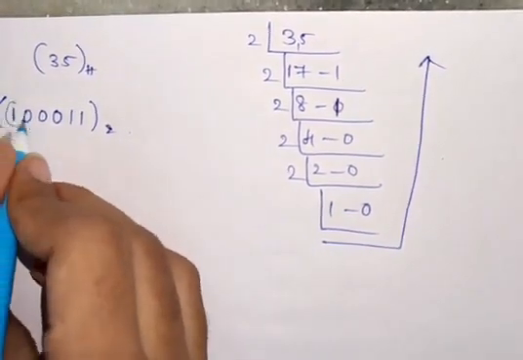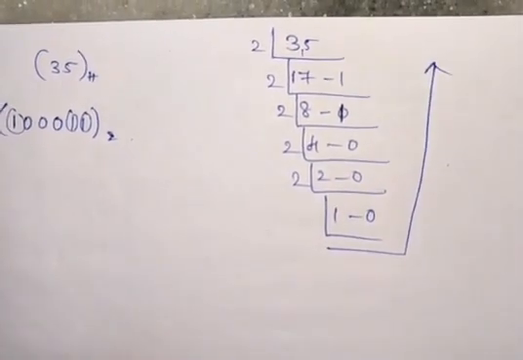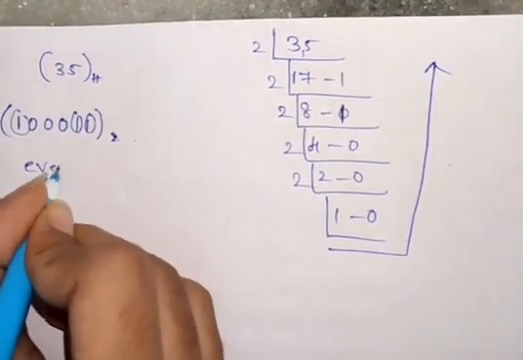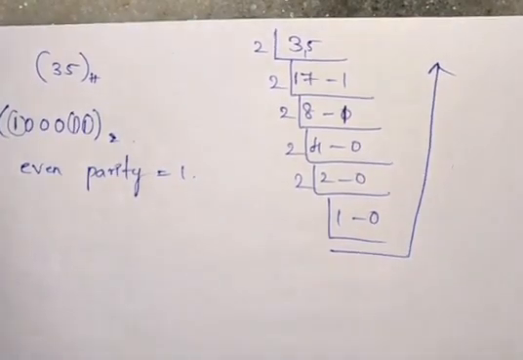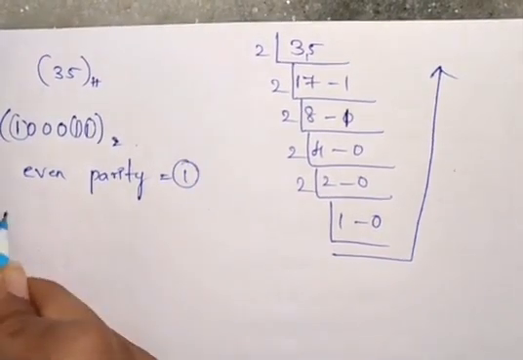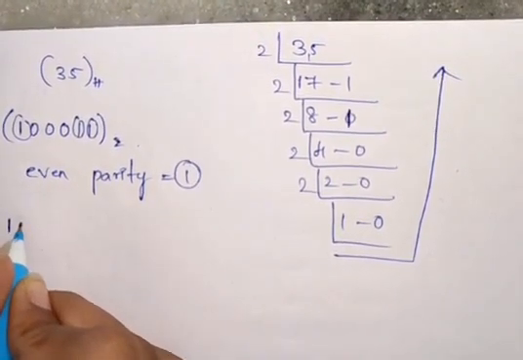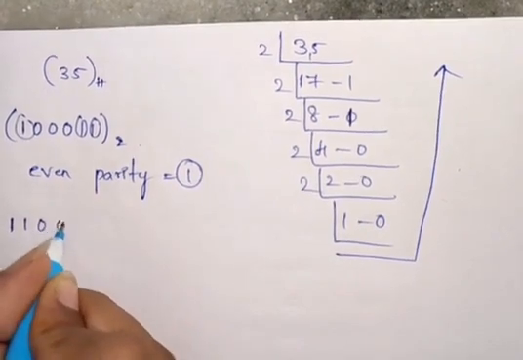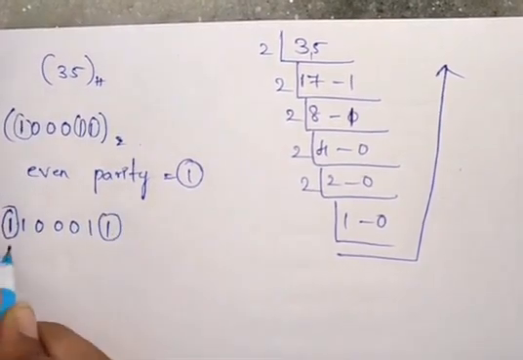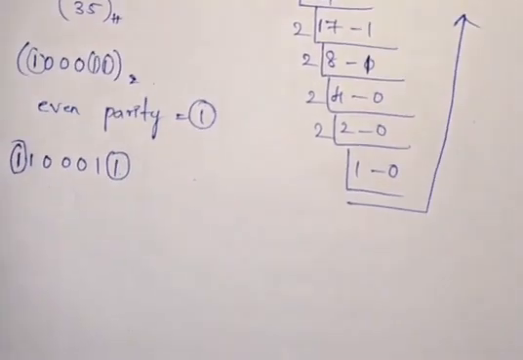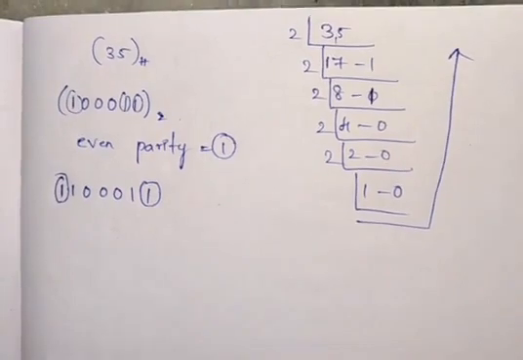Base 2. The number of ones are 3. So even parity equals to 1. So this one is added to the MSB bit. 1 1 0 0 0 1 1. This is the MSB bit. This is the LSB bit. This is total binary representation of 35. Similarly, we can represent any kind of decimal numbers, etc.